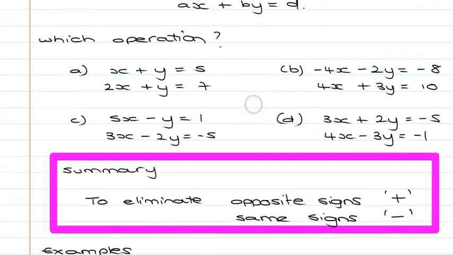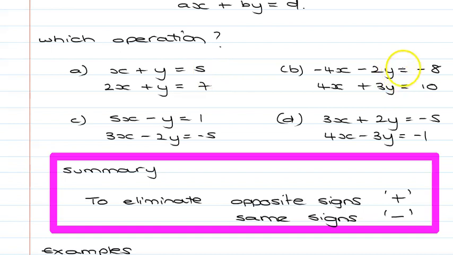So let's just have a look at a few examples here. Let's look at A first of all. What you're trying to do is identify the same variable, the same quantity. Now looking at this, we've got the same quantity of y. And in order to eliminate that, I've got two positive numbers, so they are the same sign. Now when they're the same sign, we subtract the equations. So I would probably subtract equation 2 away from equation 1 or vice versa.